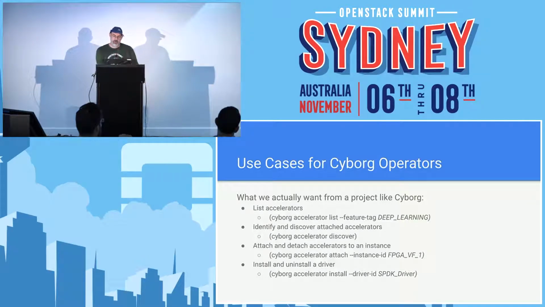So this is kind of fast forward into the early part of the project. What do we want? Well, we want to be able to list accelerators. And you'll actually see these. This CLI is already implemented, and I'll show that to you guys in a little bit. They want to identify and discover any attached accelerators to hardware and be able to attach them and detach them to an instance. And then, of course, to install and uninstall a driver for a particular accelerator.